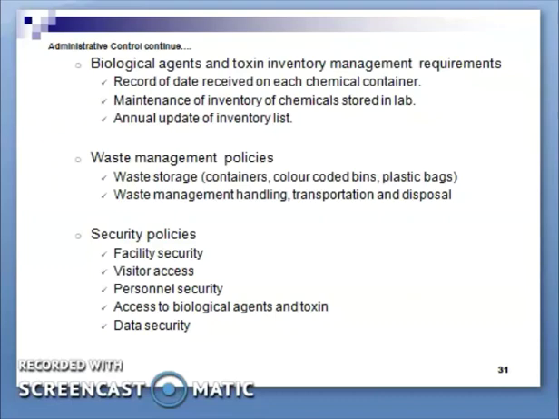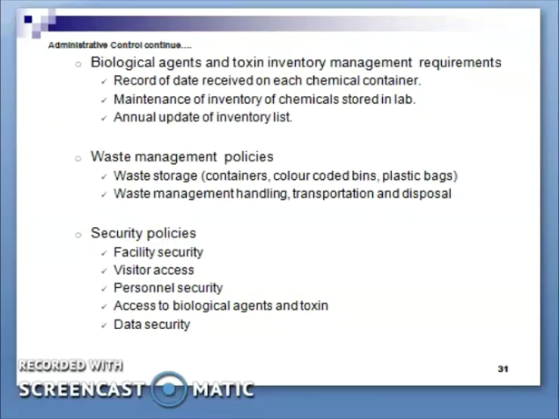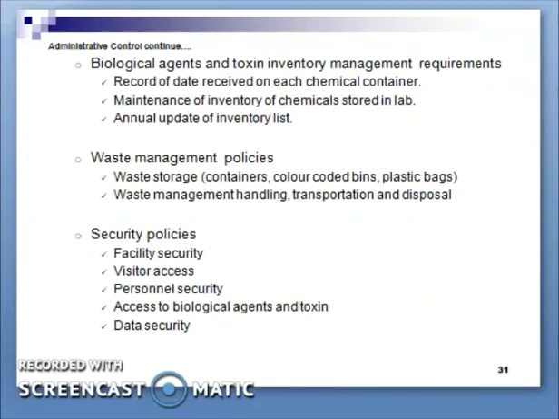The next main thing in the administrative control includes the waste management policies, which include the waste storage containers, color coded bins, plastic bags, etc., and waste management handling, transportation, and disposal. Security policies: facility security, visitors access, personal security, access to biological agents and toxins, data security. These are the main things which are included in administrative controls.